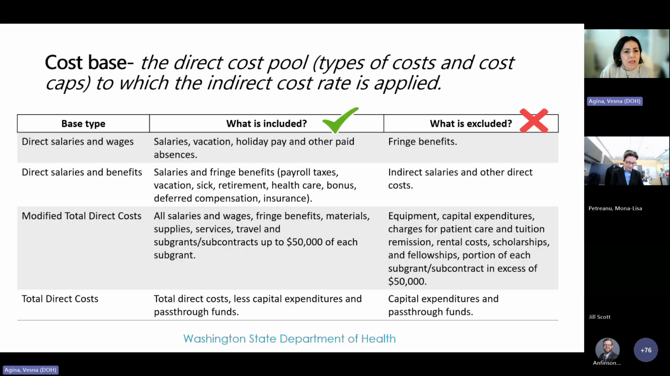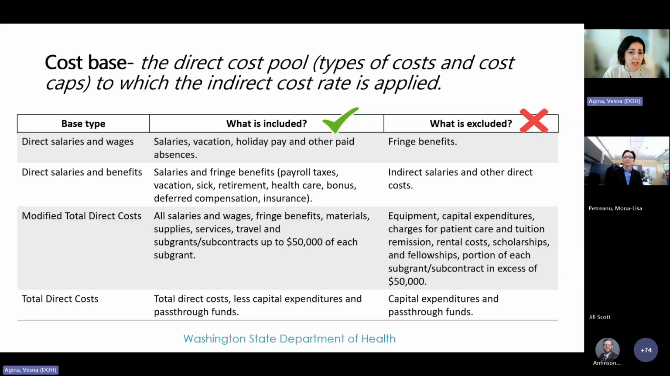So, okay, next, you've heard me talk about MTDC. With your indirect rate, there is one thing that varies between different entities, and that's your base. Basically, what are you using as your base to calculate the indirect rate? Base also means what are those costs that you are able to apply your indirect rate to. One of the most common is direct salaries and wages. Just keep in mind that for direct salaries and wages, fringe benefits are not included because it's just the wages.